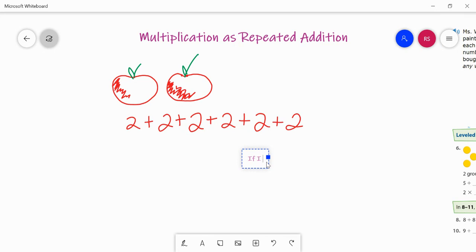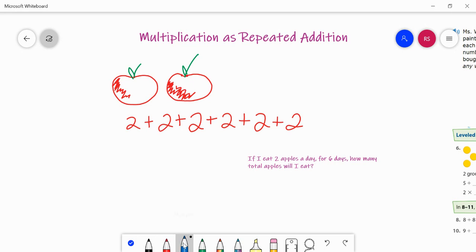So if I eat 2 apples a day for 6 days, how many total apples will I eat? That is kind of my question that I'm answering in this problem with these drawings, with this repeated addition. So if I eat 2 apples a day for 6 days, how many total apples will I eat?